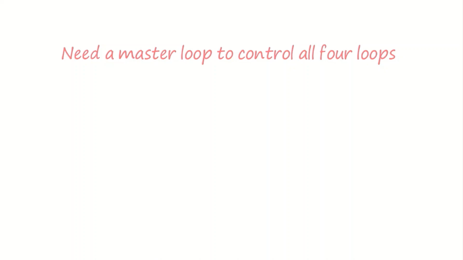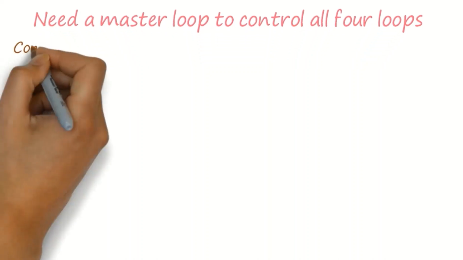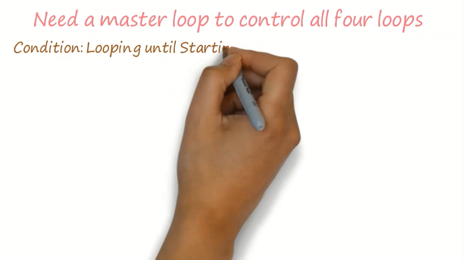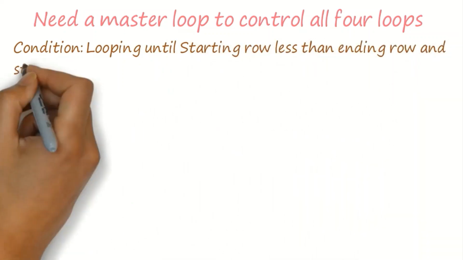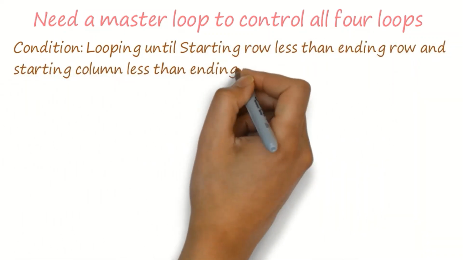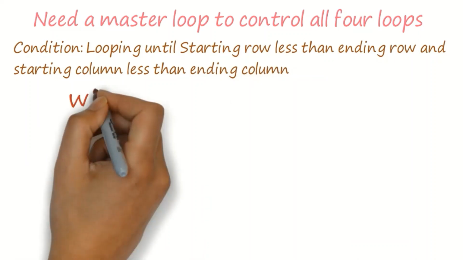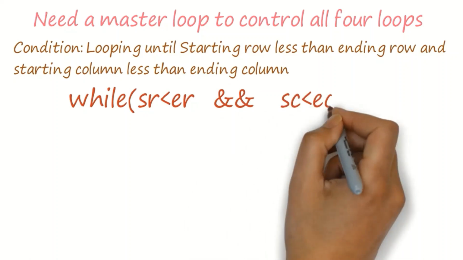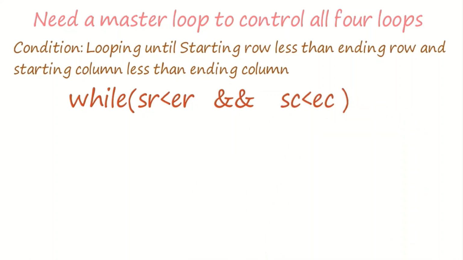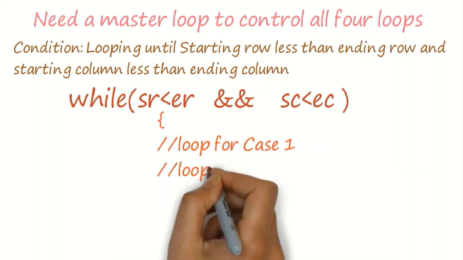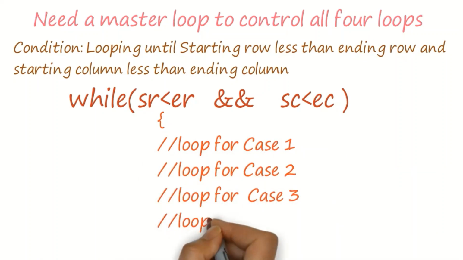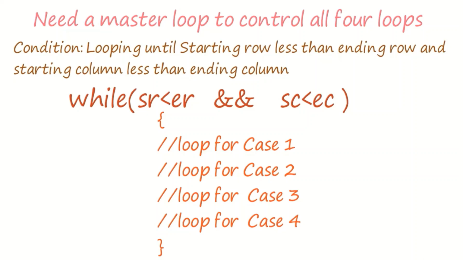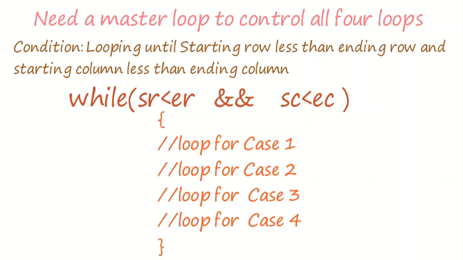Boundary condition means from starting row to ending row and from starting column to ending column. So try to understand the while loop with boundary condition. Here the while loop will iterate until starting row is less than the ending row, that is SR is less than ER, and the starting column is less than the ending column, that is SC is less than EC. And within this loop we have to write the condition for 4 for loops.